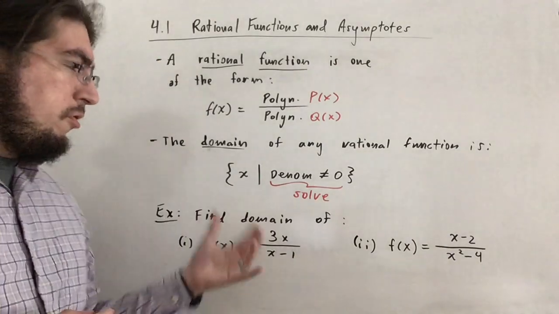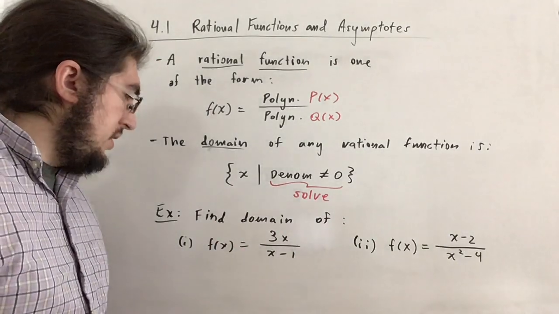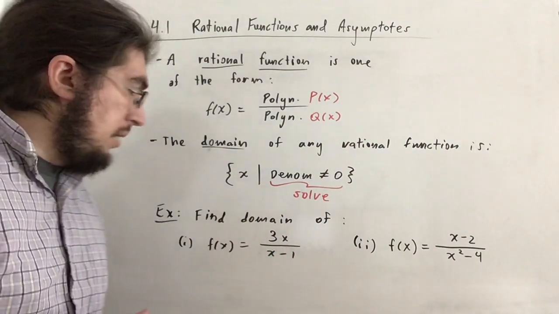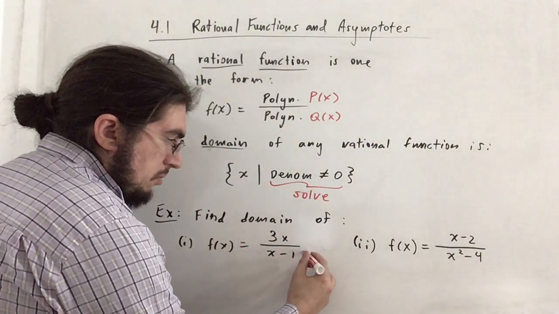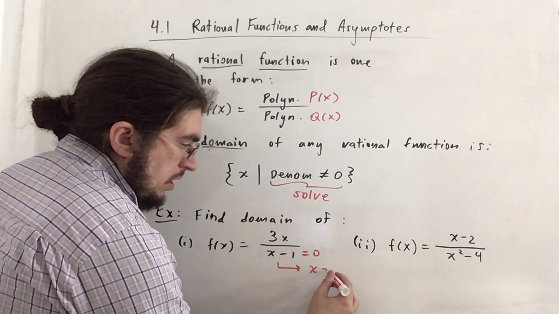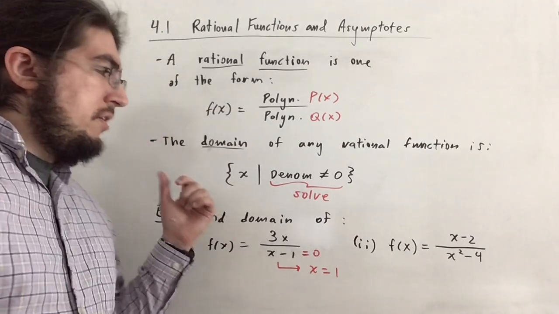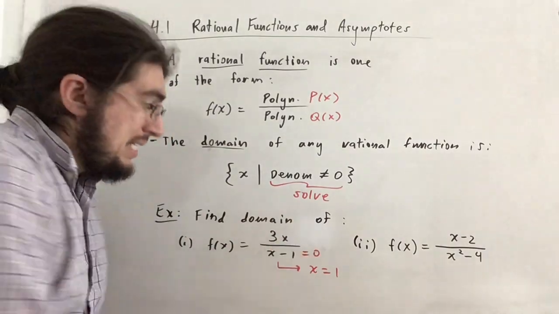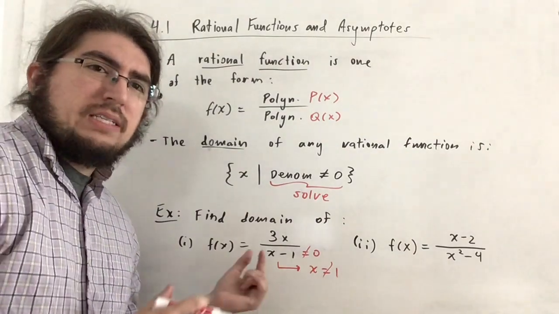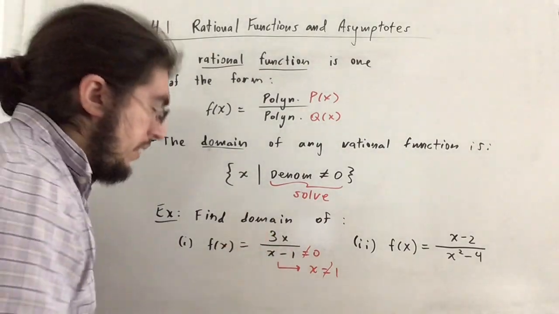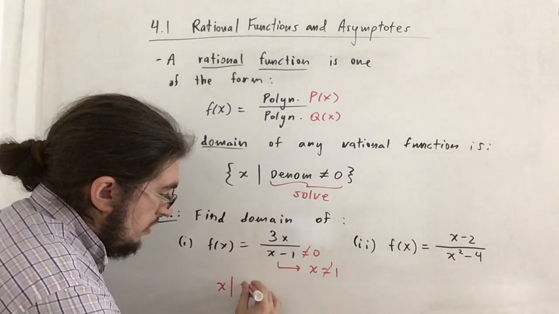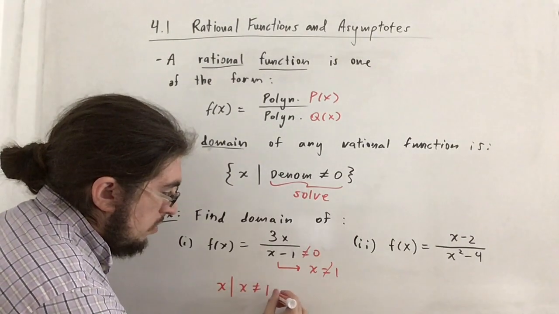So here I asked to find the domain of each of these two rational functions. All we're going to do is just set the bottom equal to 0 and solve. So let's see what happens. When you set this equal to 0, what we end up getting is that x is equal to 1. And since we want the denominator to not be 0, that means x cannot be equal to 1 as a consequence. So solving this inequality is just the same as solving the equality. So here the domain is just the set of all x values such that x cannot be equal to 1.